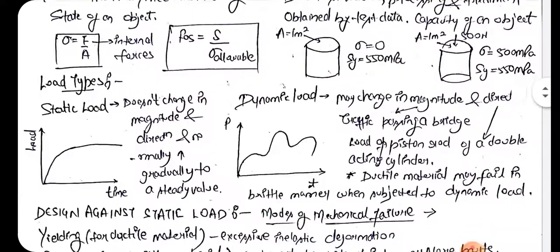And dynamic load, in dynamic load, we can change the magnitude and direction, meaning a loading in which magnitude and direction can change. For magnitude, an example is traffic passing a bridge. So that is dynamic load. In this, magnitude is changing. And for direction, the load of a piston rod on a double acting cylinder. In this, direction is changing but magnitude is the same. This also comes under dynamic load. And one important point here: ductile material may fail in a brittle manner when subjected to dynamic load. It is an important point.